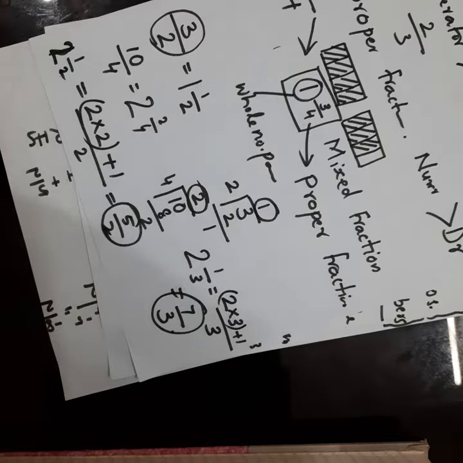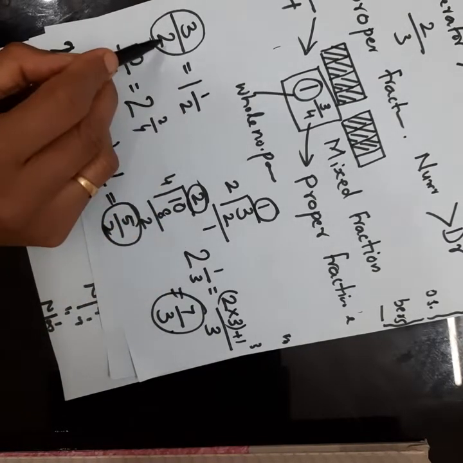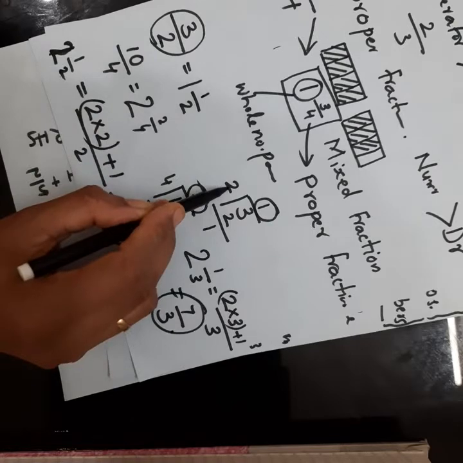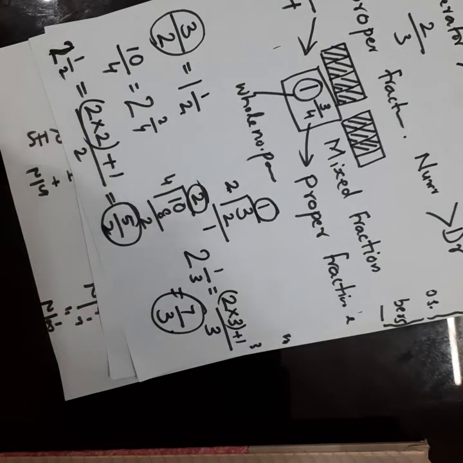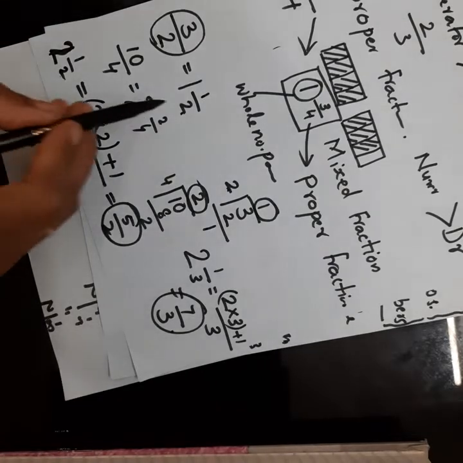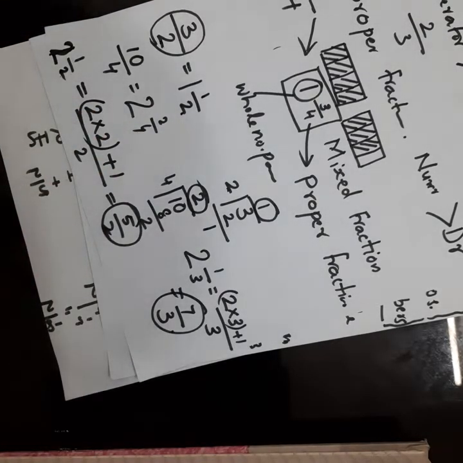So, to write an improper fraction as a mixed fraction, we have to divide the numerator by the denominator and write the quotient as the whole number part and the remainder as the numerator, and the divisor as the denominator. And in the same way, we can convert a mixed fraction into an improper fraction also. So this is the conversion.